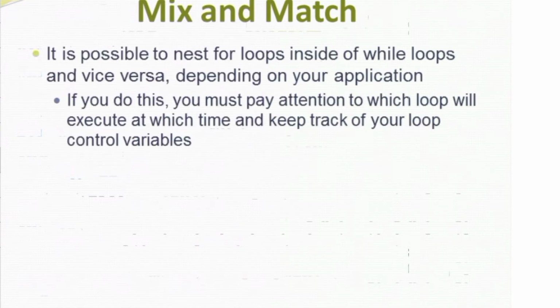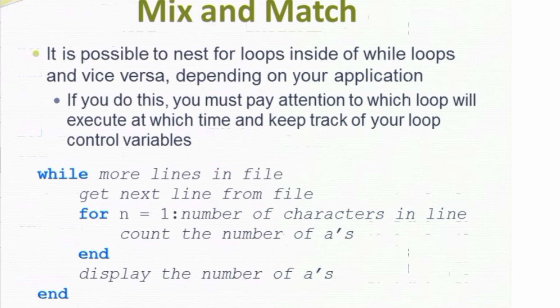So you've seen that you can have nested for loops and you can have nested while loops. Well, you can actually nest for loops inside of while loops or while loops inside of for loops. Okay? This gets a little bit tricky because you have to pay attention to which type of loop is doing what. Especially with the for loop, it's going to keep track of the loop control variable automatically, whereas with the while loop, you have to make sure that you're keeping track of the loop control variable.